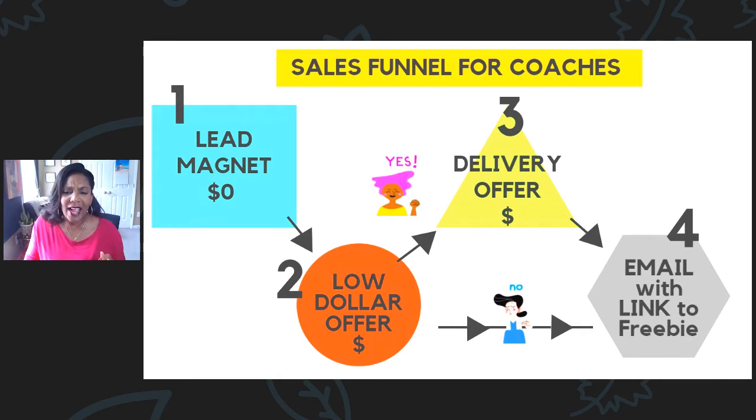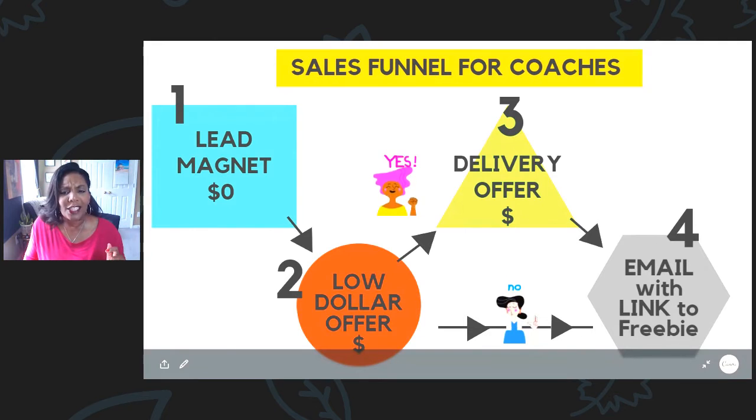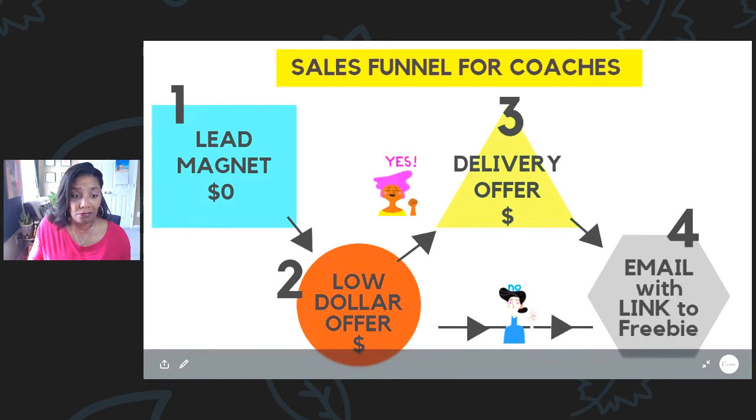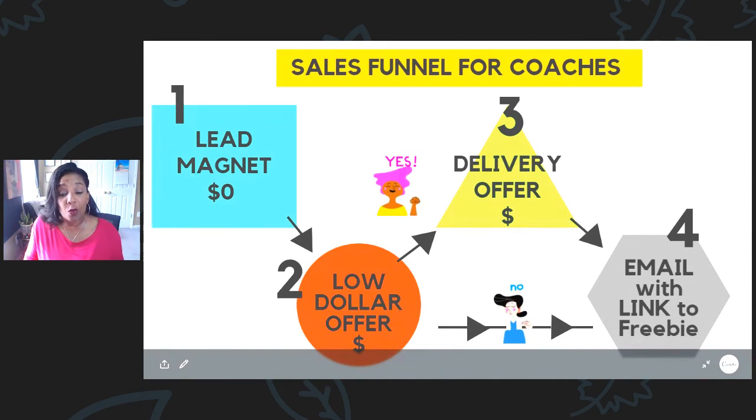But just in case, they go through the process, they go to step 3, and then they're going to get an automated email that is sent by your email provider with the link to the freebie in step 1, okay? But maybe they land on this low dollar offer, step 2, and they say no. Well, that's okay. They can opt out, not want it, and they automatically still are going to get the freebie in their email, okay?